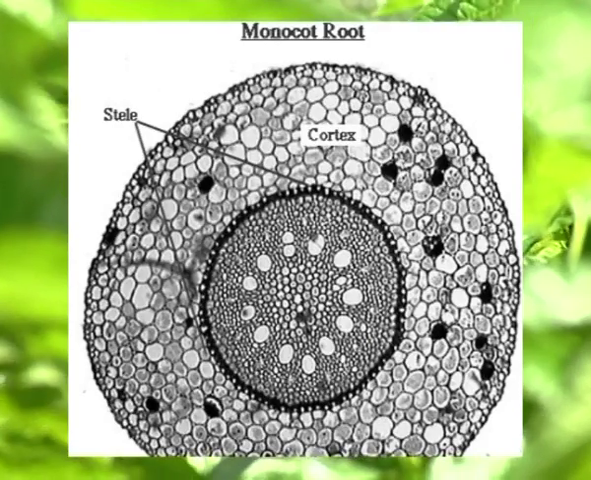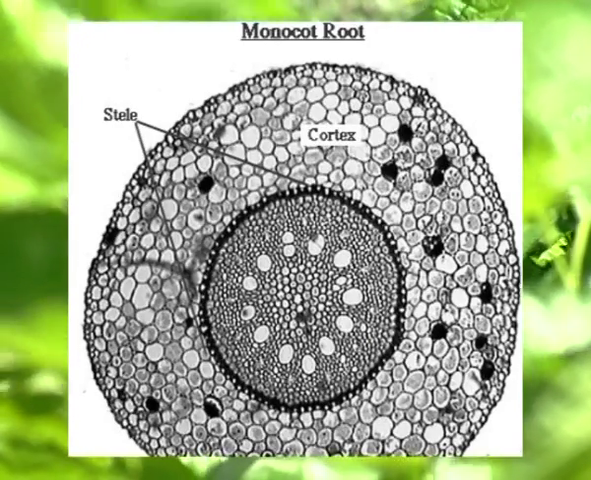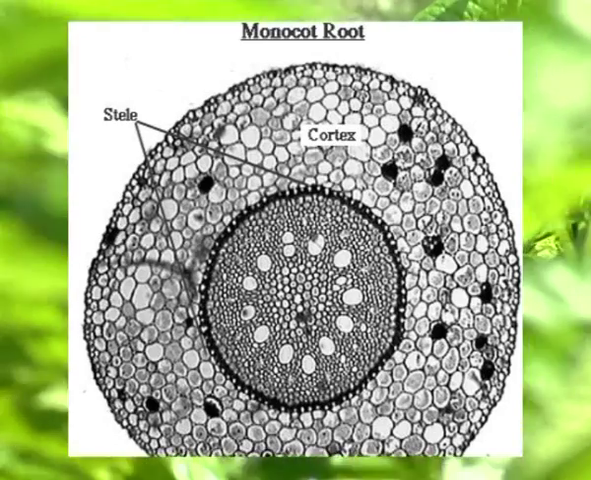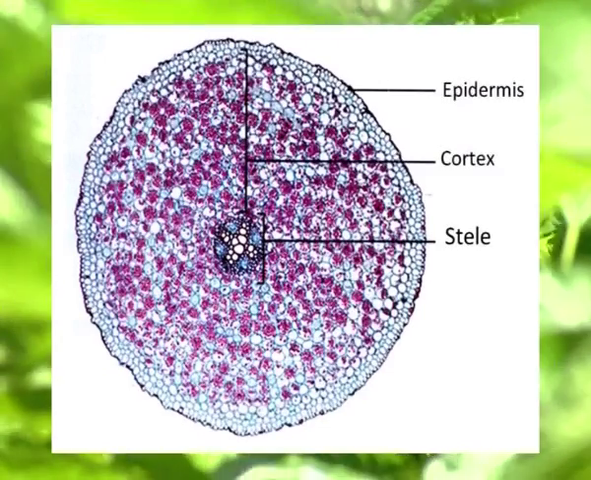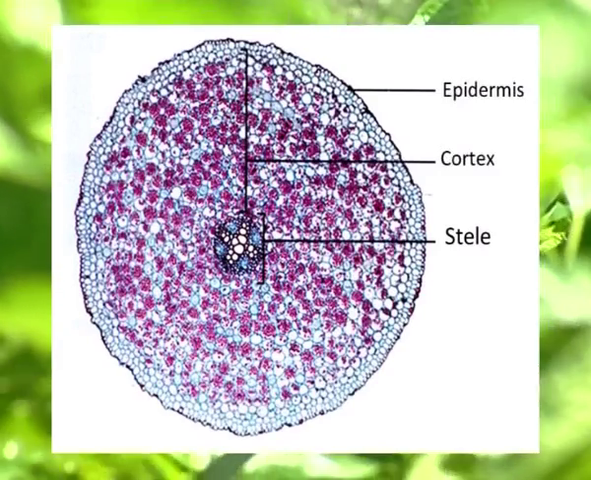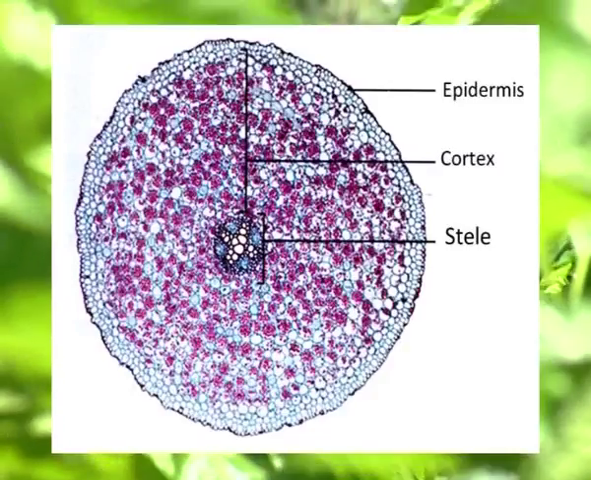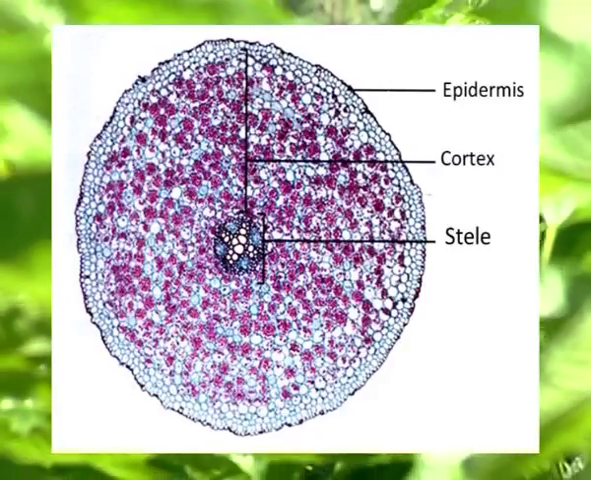Stele. It is present inside the cortex and consists of pericycle, primary xylem, primary phloem and parenchyma cells. Pericycle is the outermost layer of the stele. It is able to divide and produce lateral roots, some cambium and phellogen.